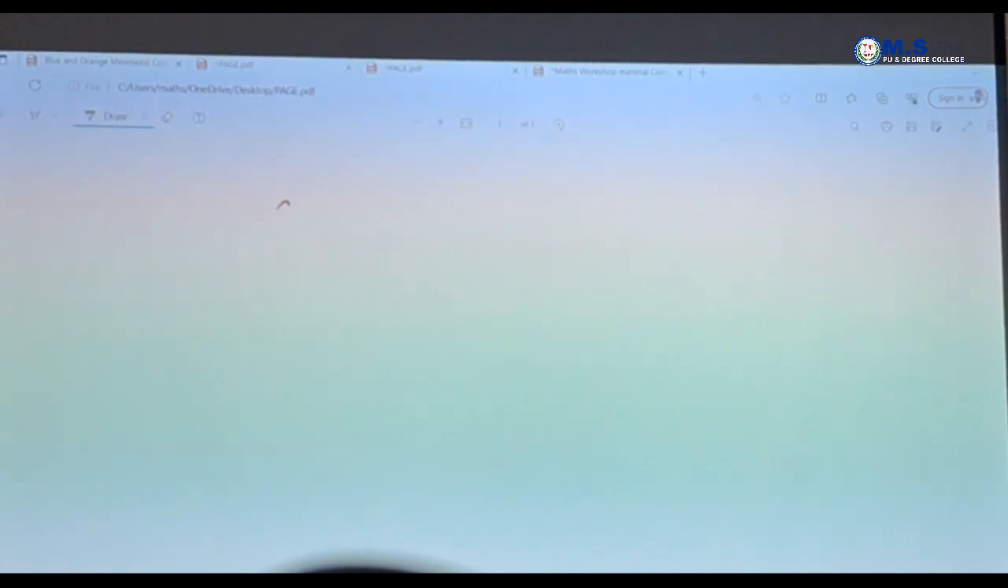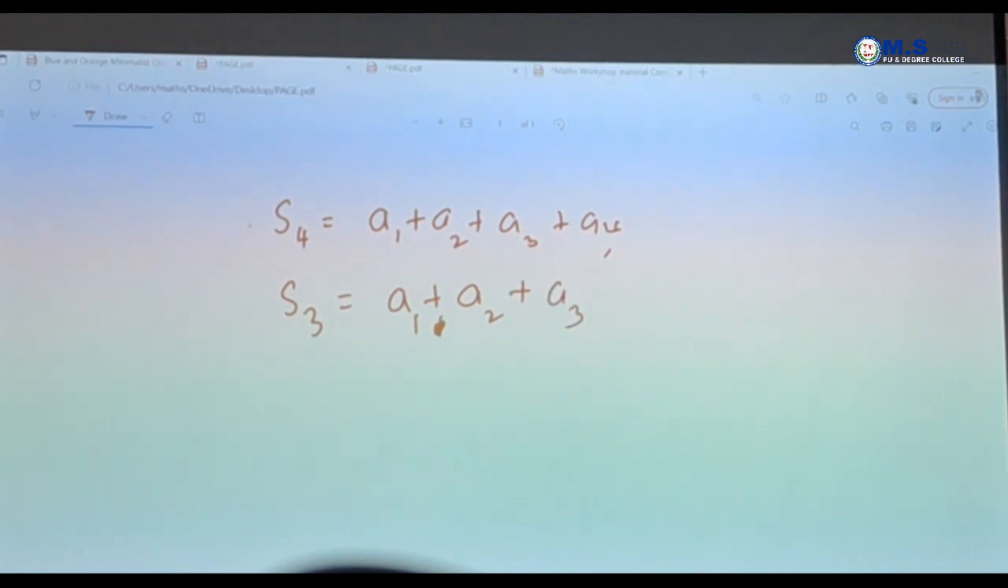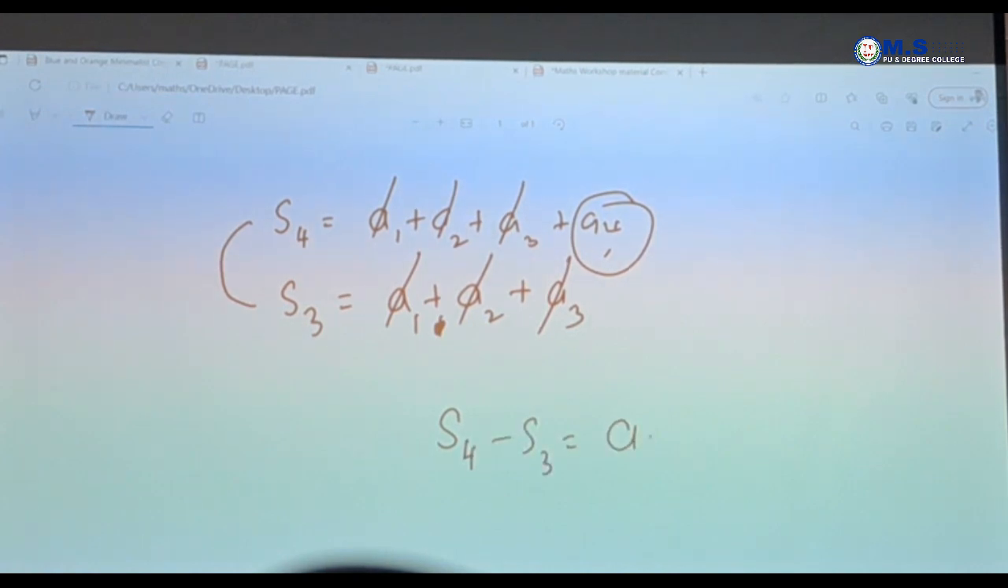I told you what S4 is: A1 plus A2 plus A3 plus A4. What is S3? A1 plus A2 plus A3. What is S4 minus S3? A1, A2, A3 will cancel. That means S4 minus S3 equals A4.